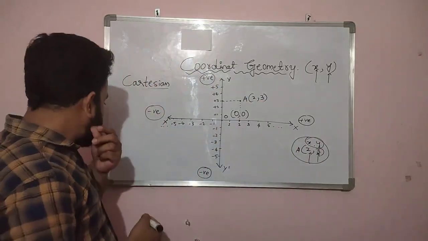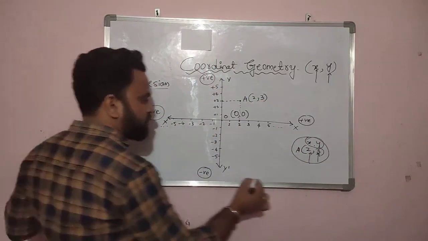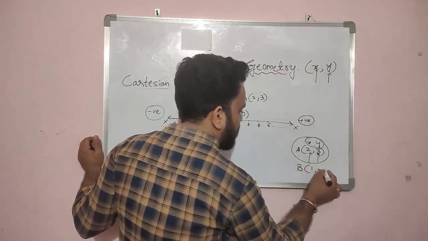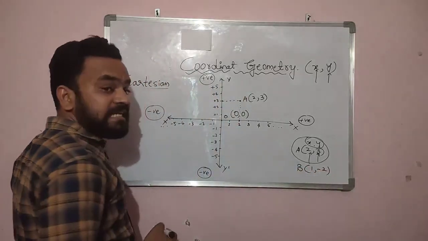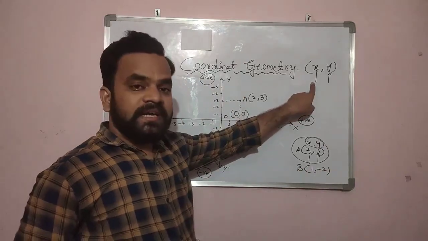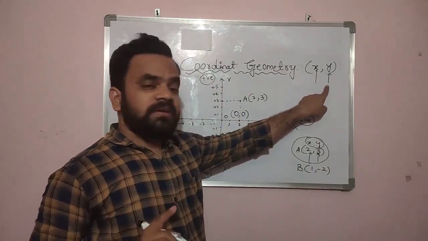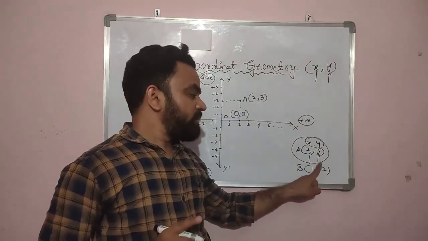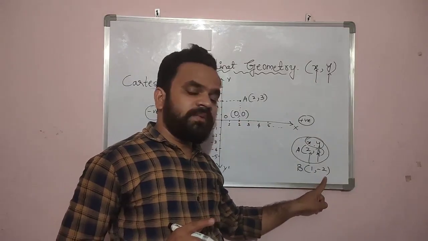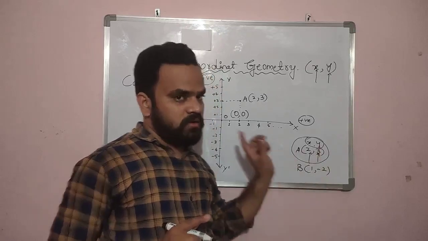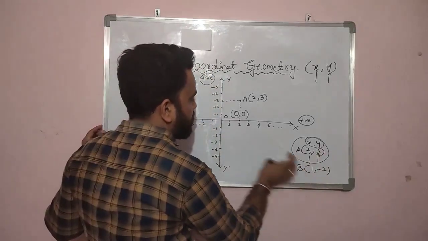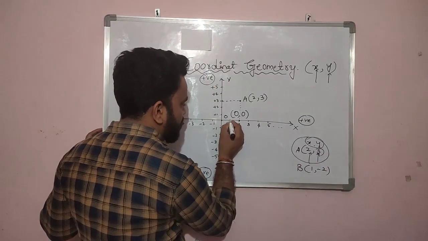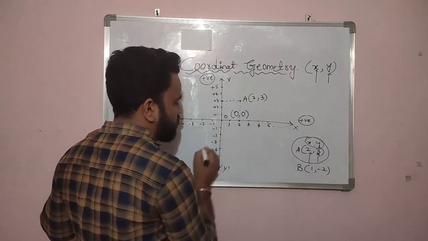Right? One more point I will take, the point B is 1 comma minus 2. As I said, the first element will be indicating the x coordinate, the second will be indicating the y coordinate. So 1 will be plus, that is x, and minus 2 will be minus, which is the y coordinate. X is positive, here it is, and y will be minus, here it is. See, here is 1 which is x positive, here is minus 2 which is y.